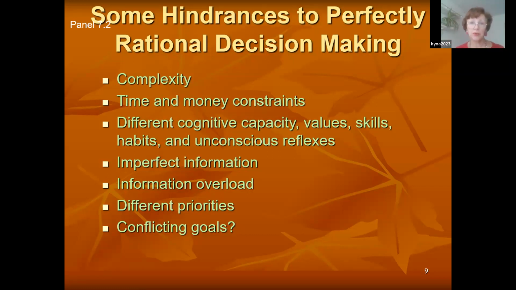Information is imperfect in most cases. Nowadays, very often we have information overload, which makes it impossible to select the most relevant information. We may have different priorities and conflicting goals. So all this makes the rational decision-making process, although it looks good, very often unrealistic, and we cannot do this.